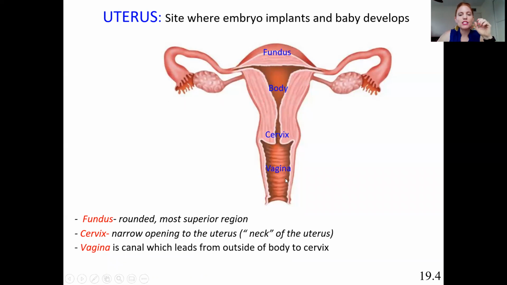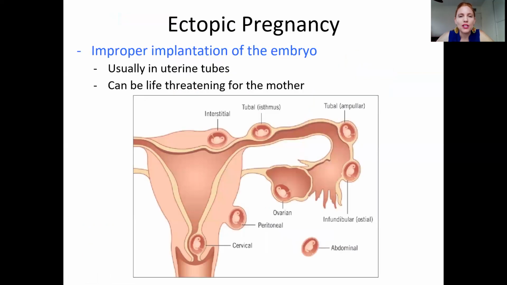The vagina has muscular walls, and that is going to be for the birth canal as well as for sex, right? That's where the vagina is. Okay, so let's talk a little bit of some pathology here, and I want to just mention some ectopic pregnancy.